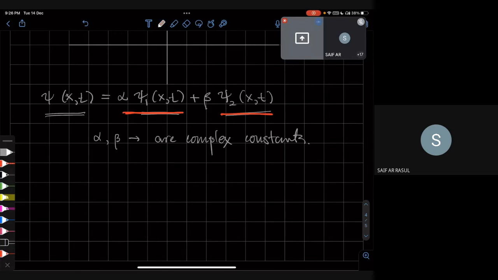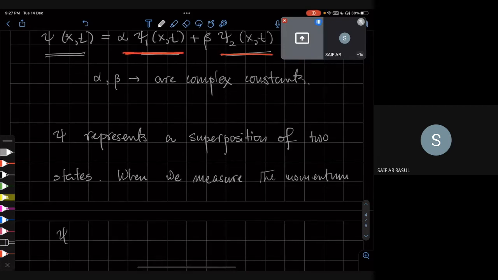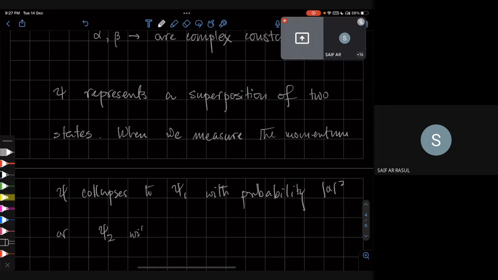So let me just write down a few words. Psi represents a superposition of two states. When we measure the momentum, psi collapses to psi1 with probability alpha squared, or psi2 with probability beta squared. Okay.